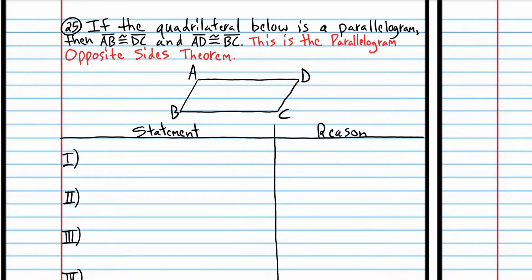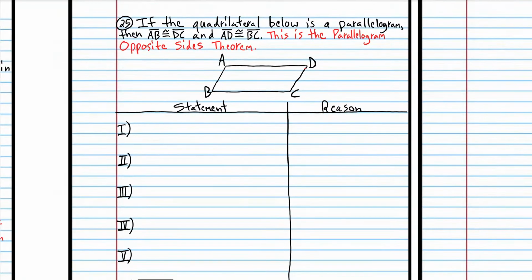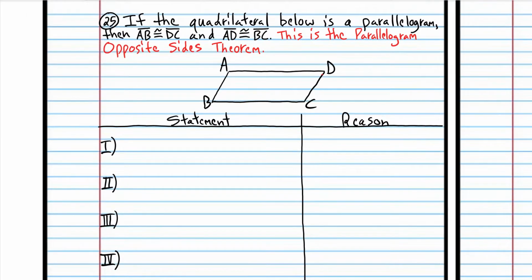So number 25, if the quadrilateral below is a parallelogram, so we know this is a parallelogram. If it is a parallelogram, then AB is congruent to DC and AD is congruent to BC. So that's what we're trying to show, that the yellow ones are congruent and the blue ones are congruent. So this is the parallelogram opposite sides theorem. But we're proving that theorem. You can't use the theorem to prove itself. So we know that ABCD is a parallelogram.